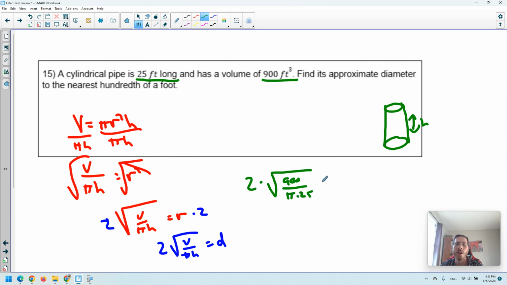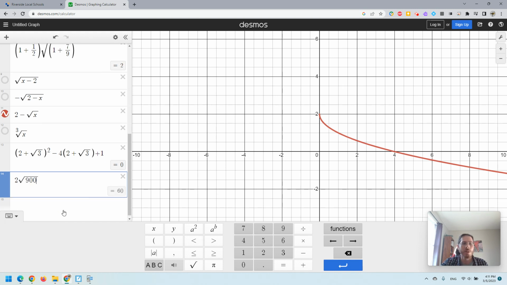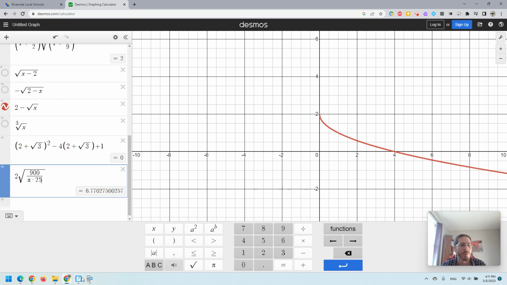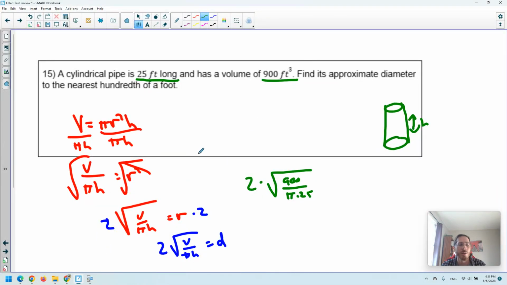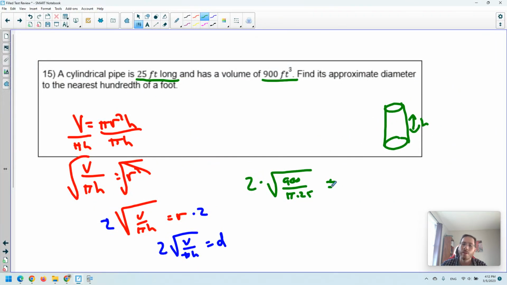So pi times 25. And again, that doesn't really look like it's going to come out nice. It might, because 900 divided by 25 would work, but that pi is kind of messing everything up. So let's just throw it in the calculator and see what we get. We got 2 square root 900 over pi times 25, 6.77. All right, nearest hundredth of a foot, 6.77. Let me double check the decimals. Yep, we get 6.77 feet. And there we go. So that's going to be our diameter. That's what we got for number 15.